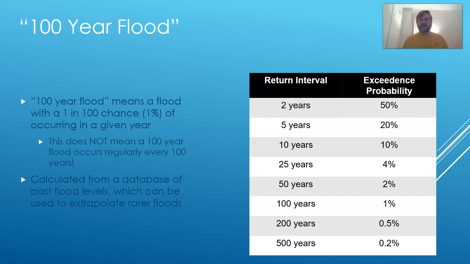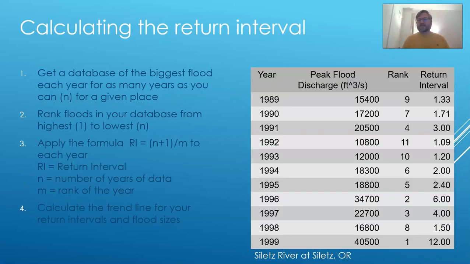And this is all calculated from a database of past flood levels. So if we've been gathering data at a certain location for a long time, and we know what the peak flood was each year, the highest flood that happened during that year, we can use that to calculate the return interval and the exceedance probability for that size of a flood at that location. So here's how we do that. Yes, this is a bit of math, but it's fairly straightforward math that you can implement in a program like Excel really easily.